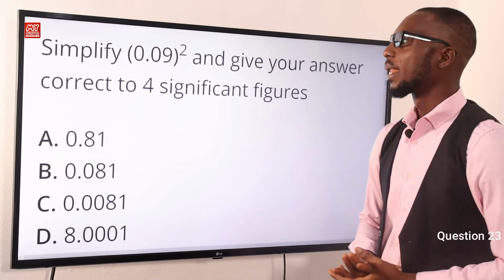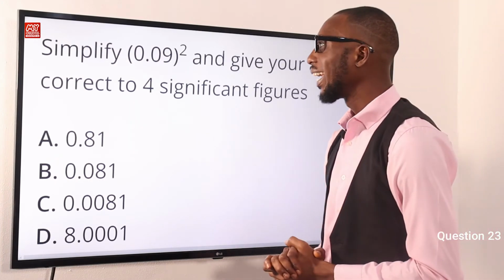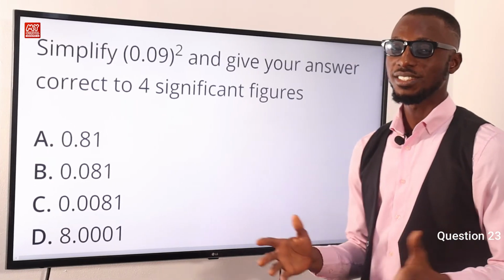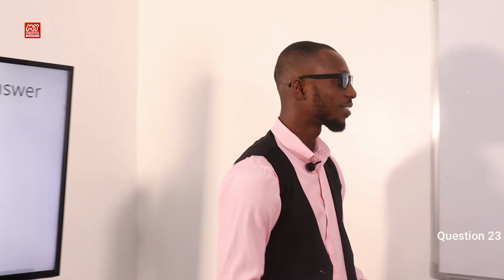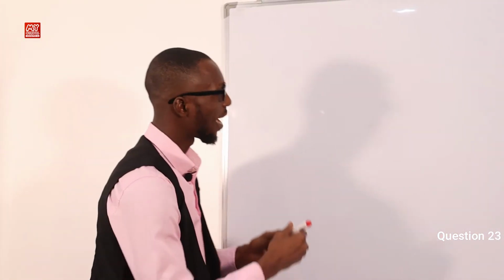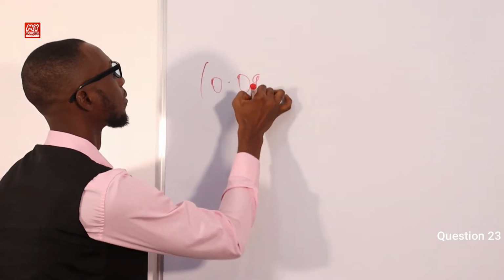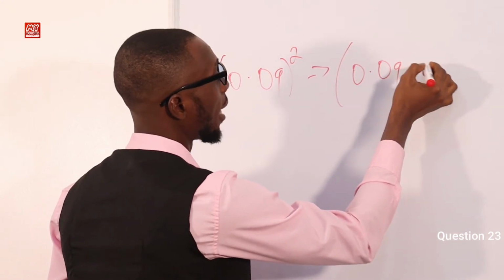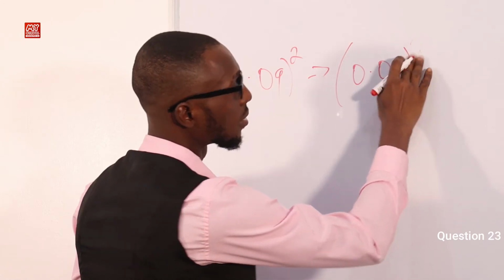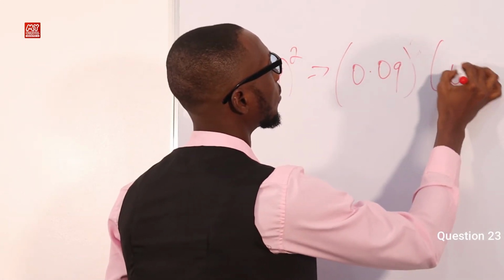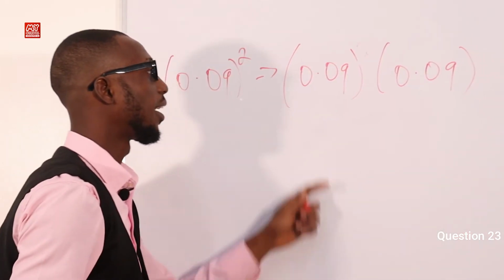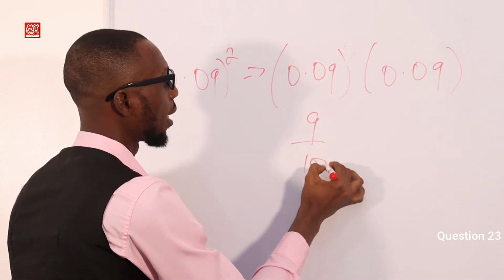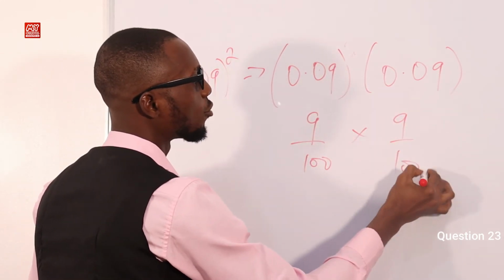Number 23. Simplify 0.09 raised to the power 2 and give your answer correct to 4 significant figures. Okay, so this is super easy for us. So we are asked to simplify 0.09 raised to the power 2. Okay, this means 0.09 in 2 places. Very well. Okay, and this means 9 over 100 times 9 over 100.